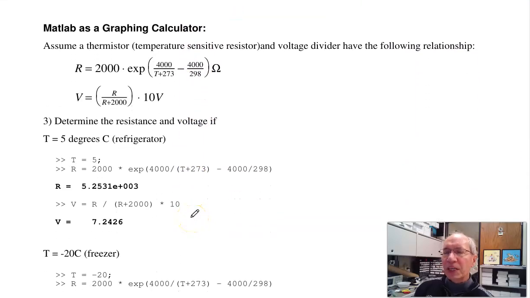Matlab works as a graphing calculator. For example, if I have the following temperature versus resistance relationship, I can use it as a calculator. Given T, find R. The way you do that in Matlab, I can just say T is 5. And then the way you type it in Matlab is almost the way you write it, with EXP meaning e to the x. So at 5 degrees Celsius, I'm at 5,253 ohms, and the voltage is 7.24 volts.